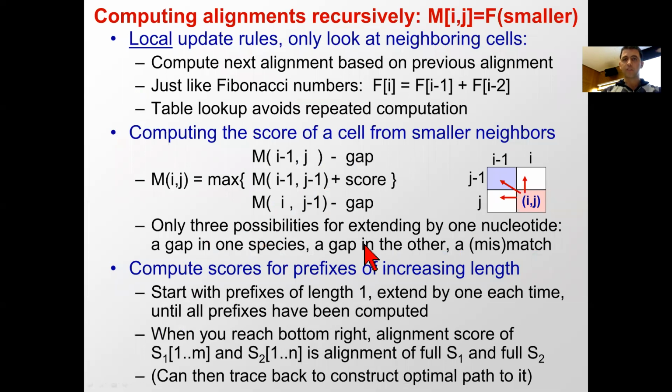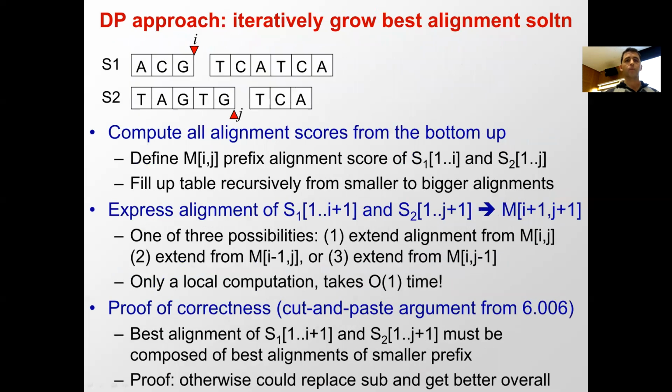There were only 3 possibilities for extending by one nucleotide: a gap in one species, a gap in the other species, or a match or a mismatch. And the reason for that is that all smaller subproblems I had already incorporated in those 3 subproblems that I had computed. And I computed scores for prefixes of increasing length. We start with prefixes of length 1, we extend by 1 each time until all prefixes have been computed. And when you reach the bottom right, the alignment score of this full prefix and this other full prefix is effectively the alignment score of the full 2 sequences, okay? And then we trace back to construct the optimal path, okay?